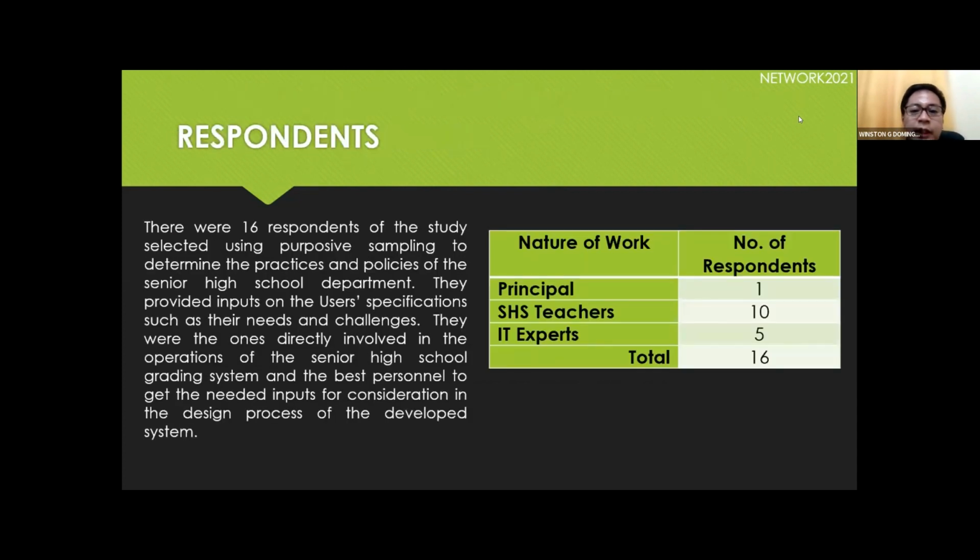Okay, who are the respondents? First we have the principal, all the senior high school teachers, and the IT experts, for a total of 16 respondents of the study, selected by purposive sampling to determine the practices and policies of the senior high school department. They provided inputs on the user specifications, such as their needs and challenges. They were directly involved in the operations of the senior high school grading system and were the best personnel to get inputs from for consideration in the design process of the developed system.